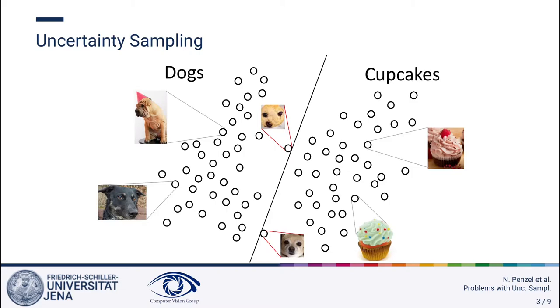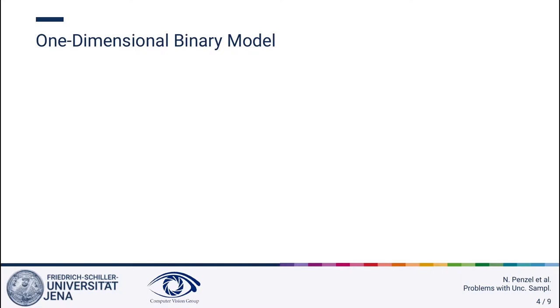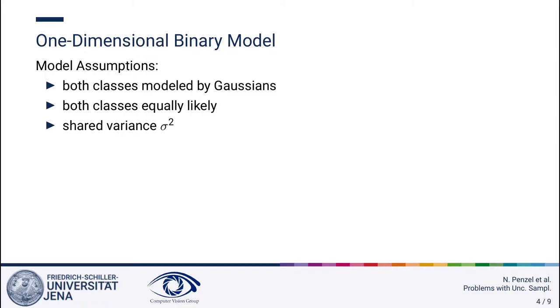Let's now talk about the actual example we analyzed in our work. In our theoretical work, we focus on the one-dimensional binary case. Let's assume you have some kind of latent distribution, which is composed of two class distributions. We now want to learn some kind of threshold to decide if an example was drawn from class distribution 1 or class distribution 2. There are multiple ways to estimate such a threshold, for example linear discriminant analysis or logistic regression. But we use the following assumptions to derive our model. We assume that both classes are modeled by Gaussians, and that both classes are equally likely and share the variance sigma squared. This leads us to the following statistical estimators that are our model.